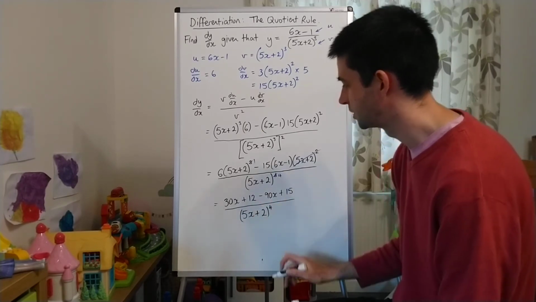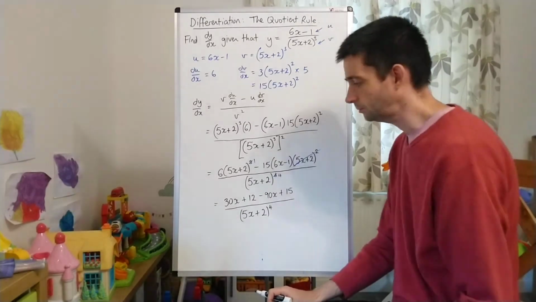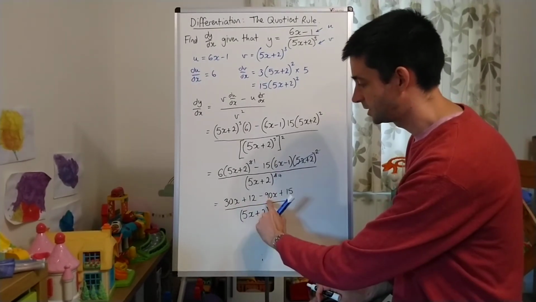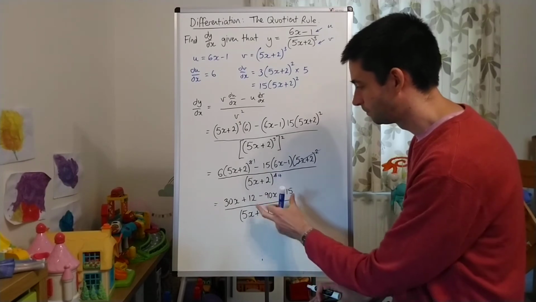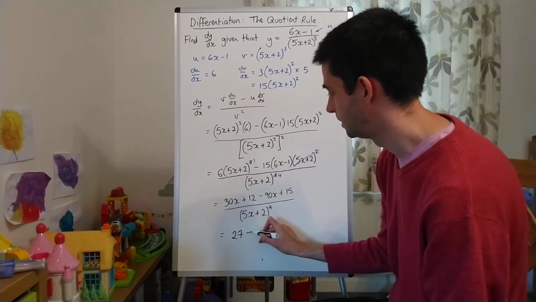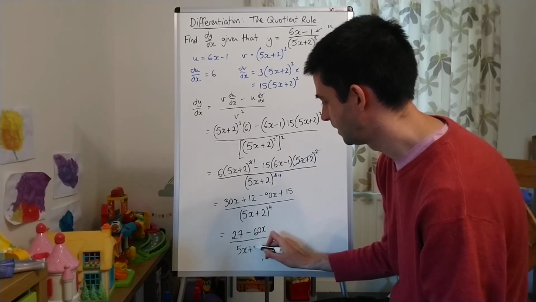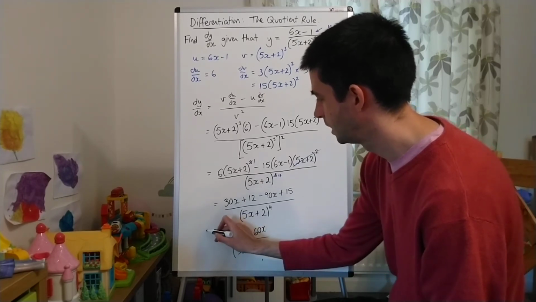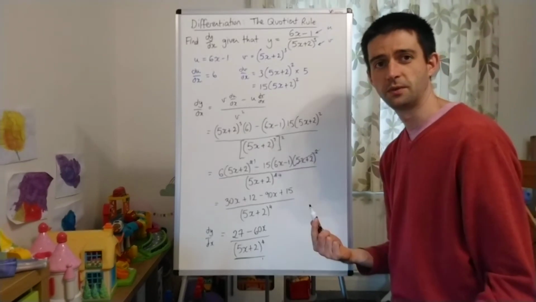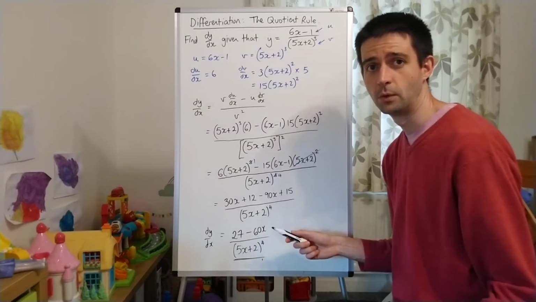And just as in the previous example, I'm not going to expand out this denominator, I'm going to leave it in factorised form. So all that's required to do now is just to finally simplify the numerator. I've got 30x, take 90x, that's negative 60x, and the 12 plus 15 is 27. So I'm actually going to write that as 27 minus 60x, just because it's neater, and that is all over (5x plus 2) to the power of 4. And that is my simplest form for dy/dx for this function here. 27 minus 60x all over (5x plus 2) to the power of 4.